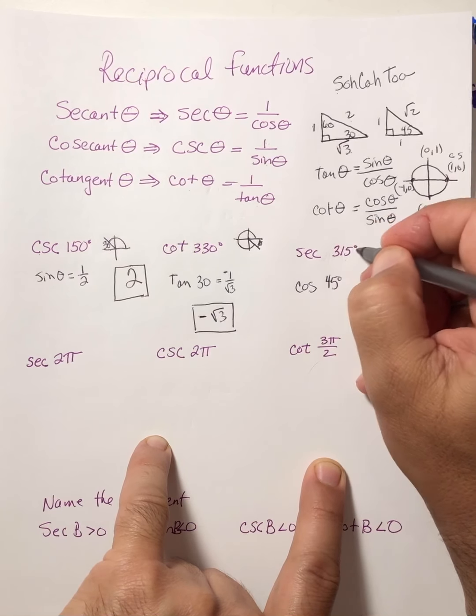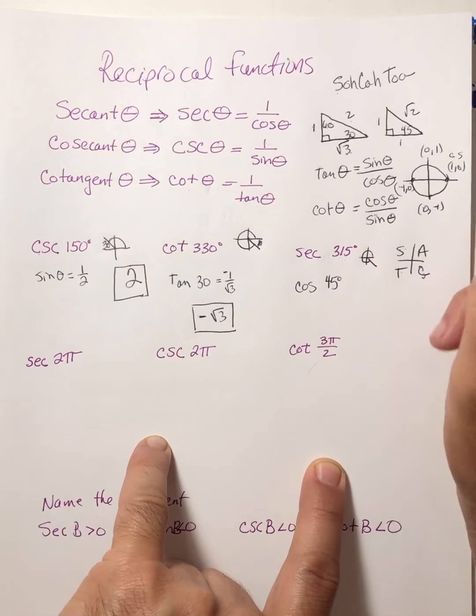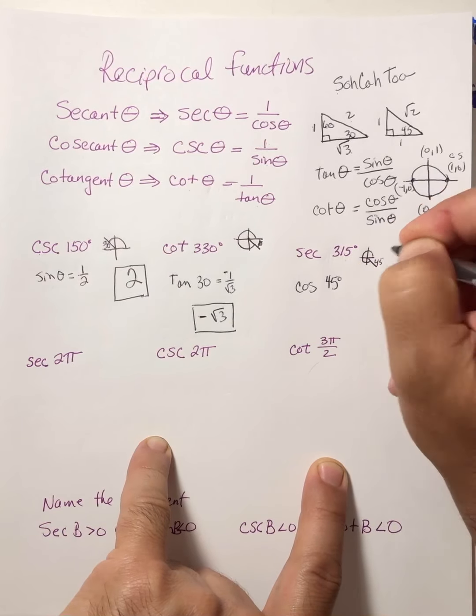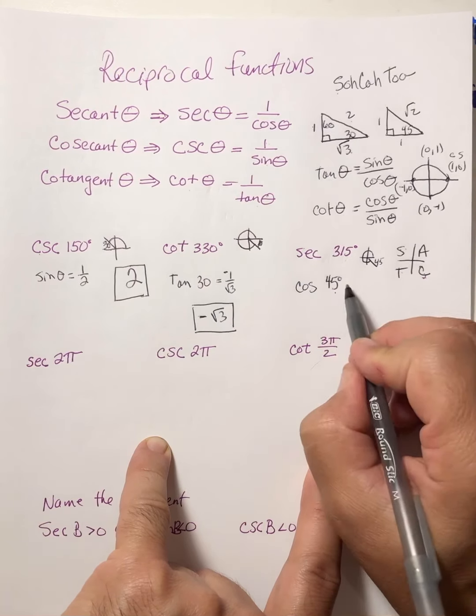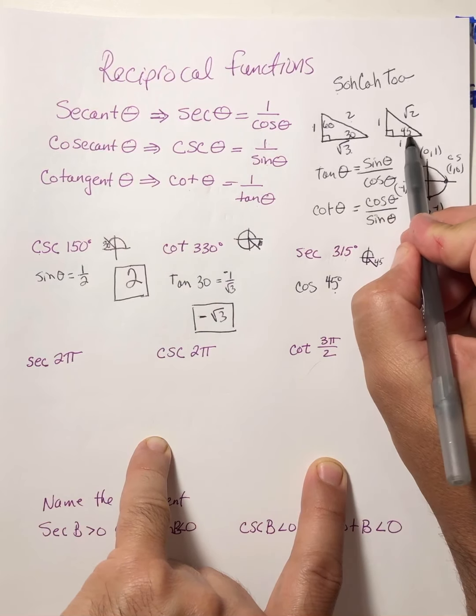And 315 is in quadrant what? There's 315 right there. So here's your reference angle, 45. And what do we know about cosine in this quadrant? 4. It's positive, so I know our answer is positive. All right, so 45 degrees.